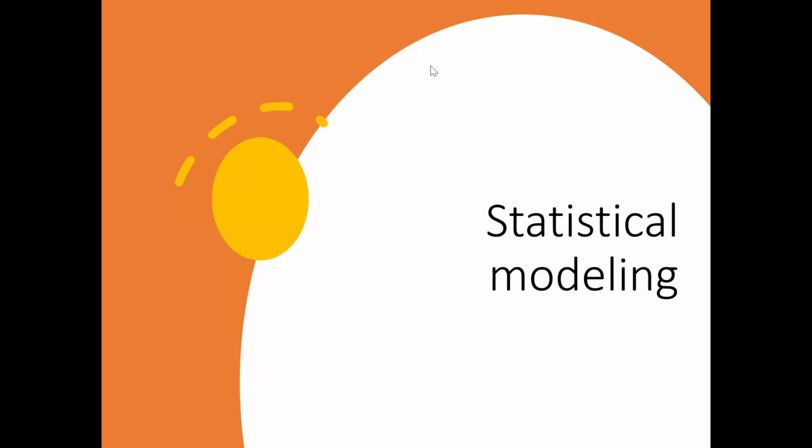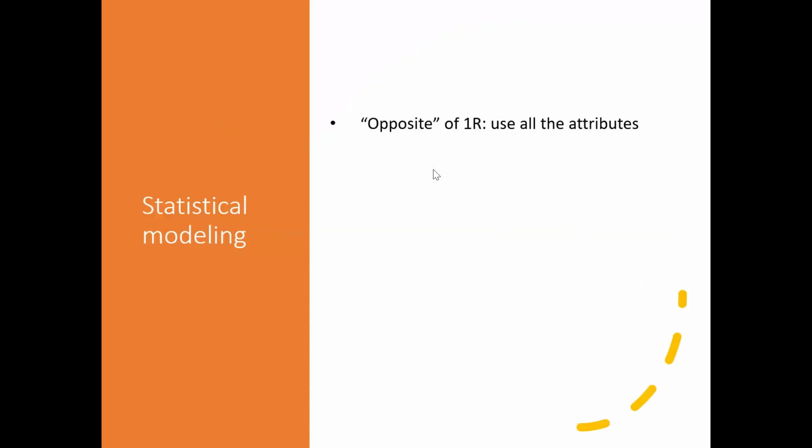Statistical modeling is another paradigm of machine learning. Under that, we will talk about the opposite of the 1R algorithm. I hope you remember the 1R algorithm. We discussed that one attribute is enough, whereas in this one, we will consider all the attributes available.